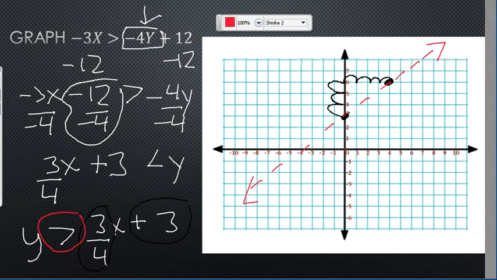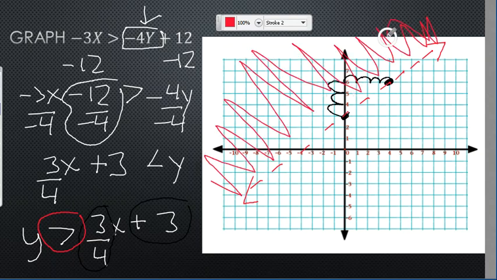Now our line has divided this coordinate plane up into halves, right? This half and this half. So we need to figure out which half is our solution area. So we look at our inequality symbol again, and because it's a y is greater than, that means we're talking about the half that's above the line. So this is our solution area.